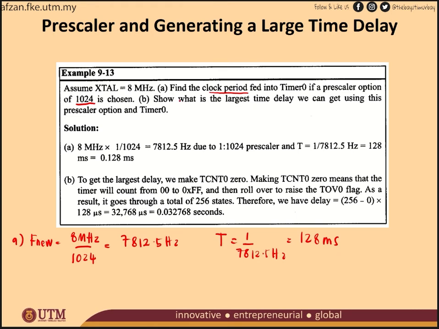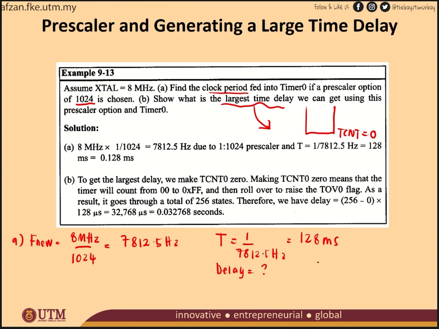Okay, B, show what is the largest time delay we can get using this prescale option and timer 0. You're going to find what is the largest time delay. How to obtain the largest time delay? To obtain the largest time delay, you need to put your TCNT equal to 0. You must leave your water bottle empty before you put the water inside. So how to do that? You know that. Now you're going to find the delay.